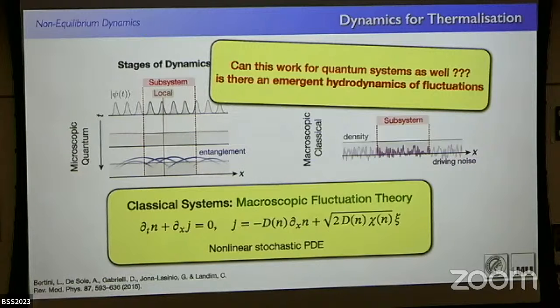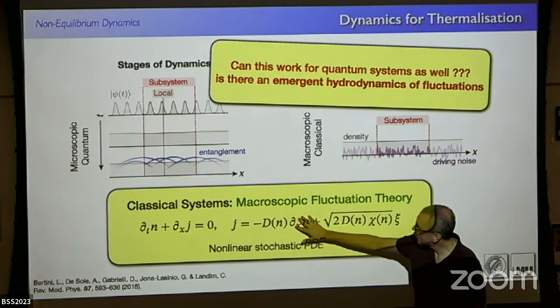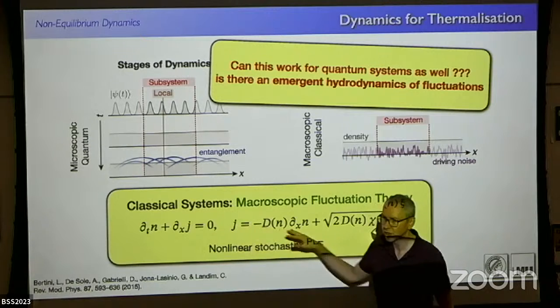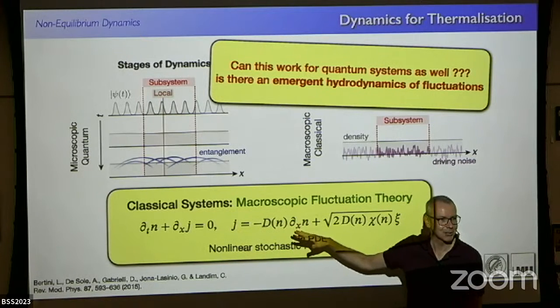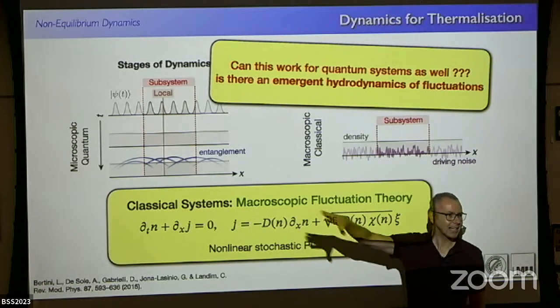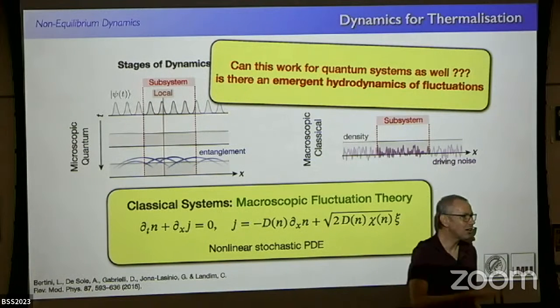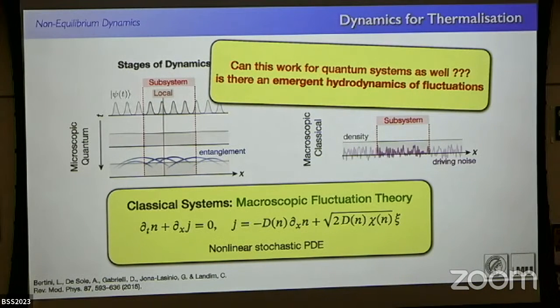Okay, so what we're really asking is, is there a hydrodynamics of fluctuations? Is there an emergent hydrodynamic formulation, not only for the mean quantities, but for fluctuations? The mean is also included in this equation. If you had density gradients, this would also generate currents, but we actually want a situation where the density becomes flat, so there are no density gradients. It's only about the fluctuations, okay?